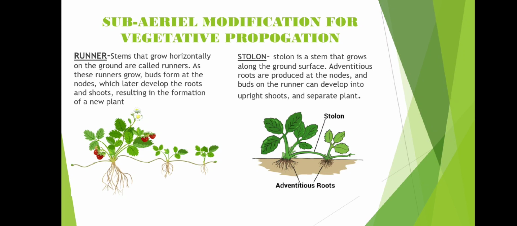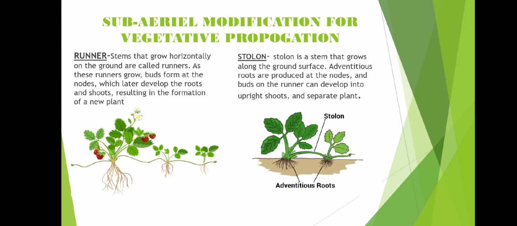Subaerial modification for vegetative propagation. First is runner. Stems that grow horizontally on the ground are called runners. As these runners grow, buds form at the nodes, which later develop the roots and shoots, resulting in the formation of a new plant. Ang runner naman ay ang mga tangkay na lumalaki ng pahalang sa lupa. So habang lumalaki ang mga ito ay nabubuo ang mga buds sa mga nodes na nagfo-form bilang isa pang ugat at magiging bagong halaman.